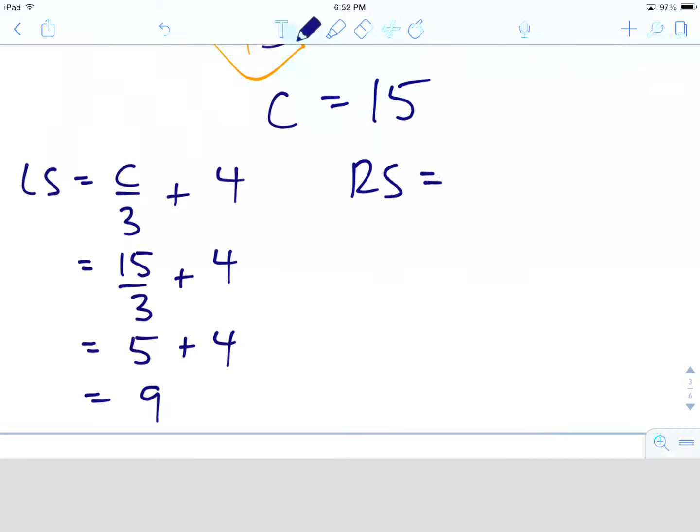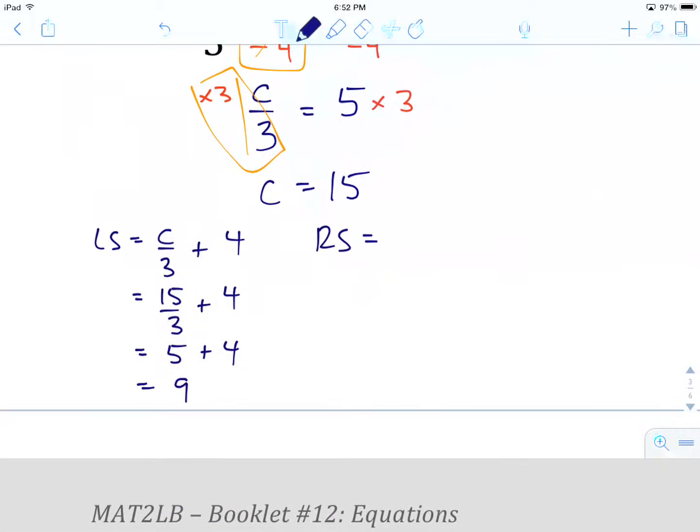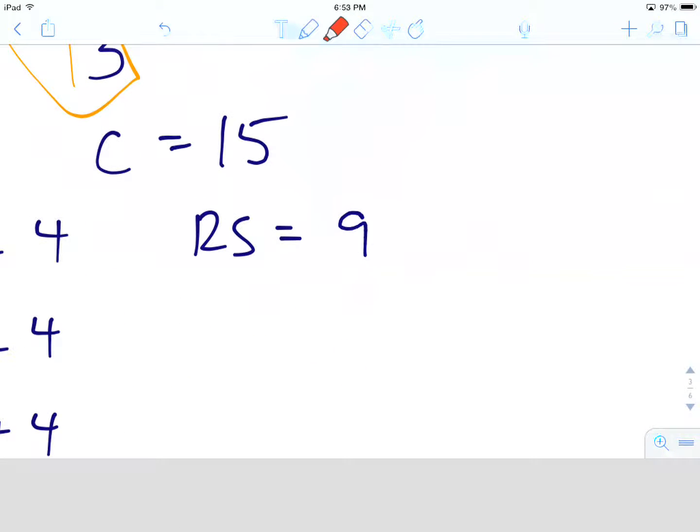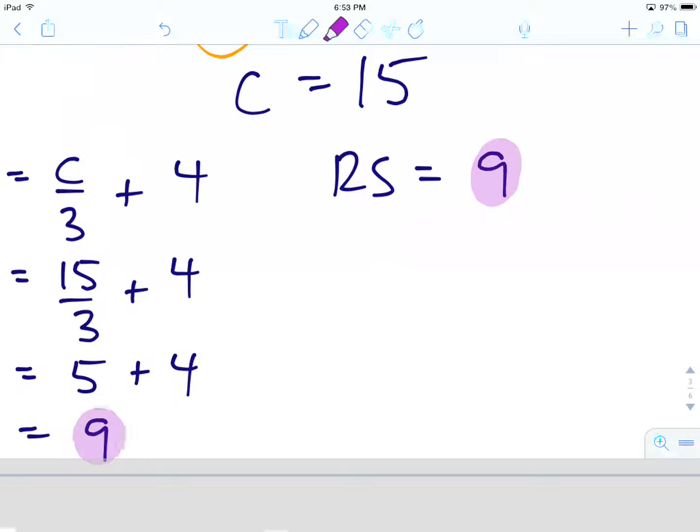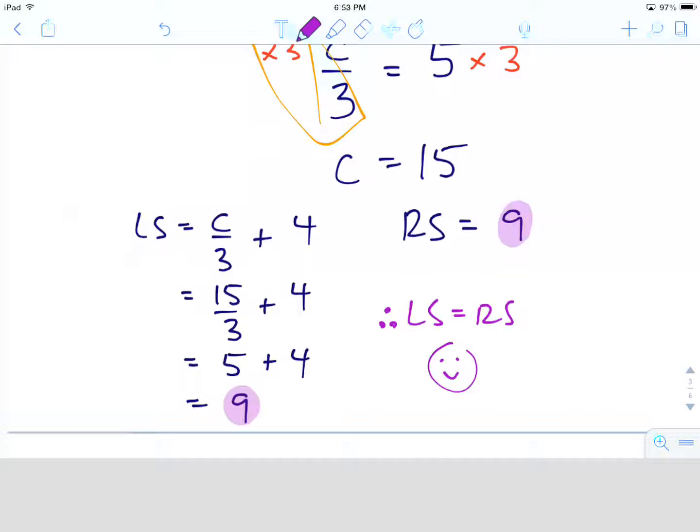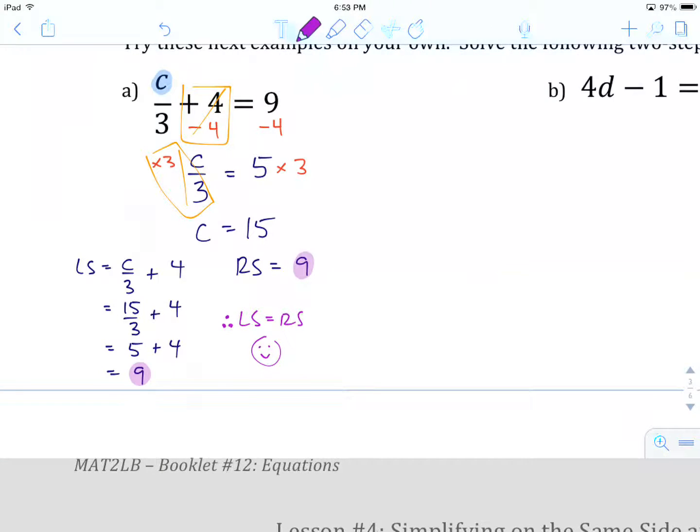The right side of our equation is equal to 9. So on closer inspection, 9 on the right side, 9 on the left side. Therefore, left side equals right side, and happy face. We've got the right answer. C is indeed equal to 15.